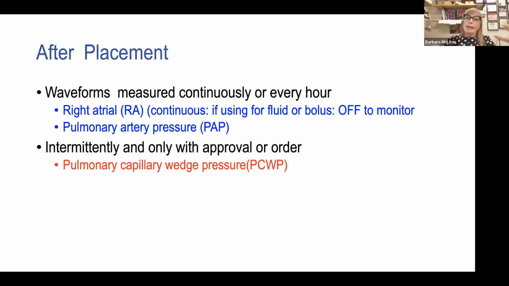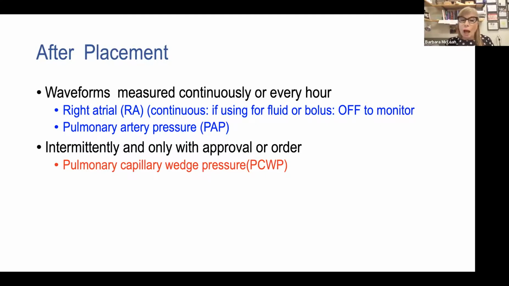And Epic, your Cerner, your Epic, whatever, is going to gather that data. And it's going to say your CVP is 100, your CVP is 200, et cetera. You don't want that to happen. So you monitor it continuously unless you're giving fluid or a bolus. Then you're going to turn it off to monitor, and you're going to instill your therapy through that right atrial lumen. But your PA lumen, that yellow one, always monitored continuously.